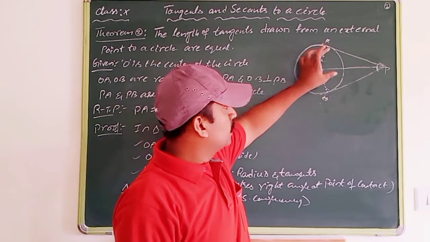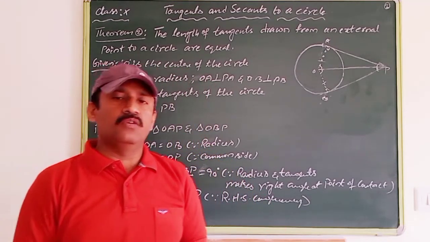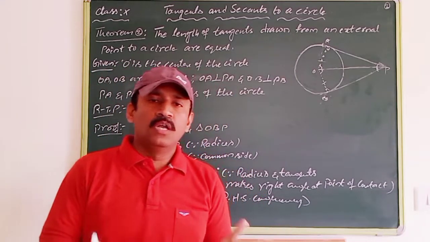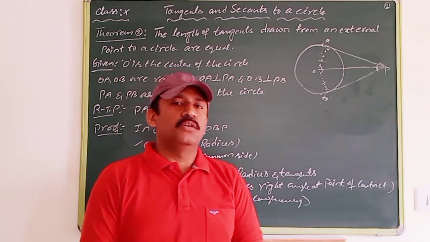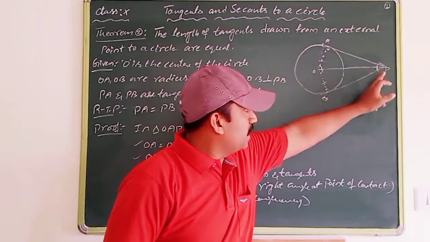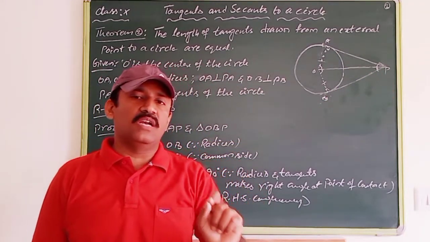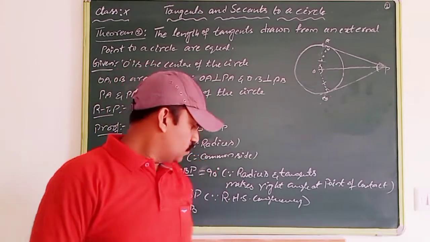Okay. So the two triangles are congruent, because of RHS congruency. Right angle we proved, hypotenuse we proved, side we proved. According to RHS congruency, the two triangles are congruent. So we can say here PA is equal to PB. The reason is CPCT, corresponding parts of congruent triangles. So this is the proof.